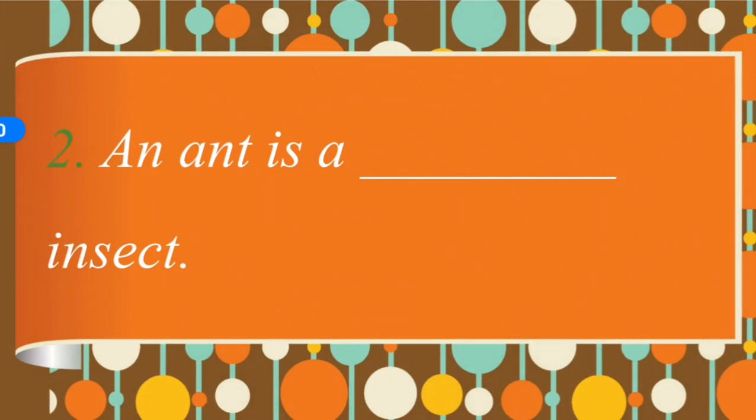Next one. An ant is a dash insect. Now we have to tell according to the size. Yes, we have just done many of them. So what can you write for an ant? You can write an ant is a small insect, or you may also write it is a tiny insect. Right?